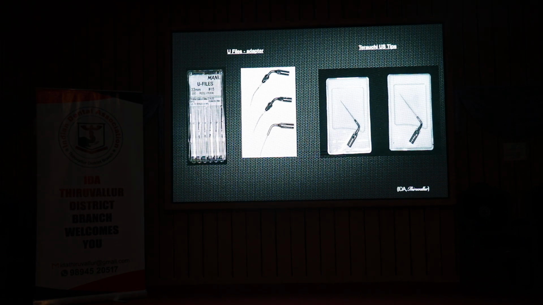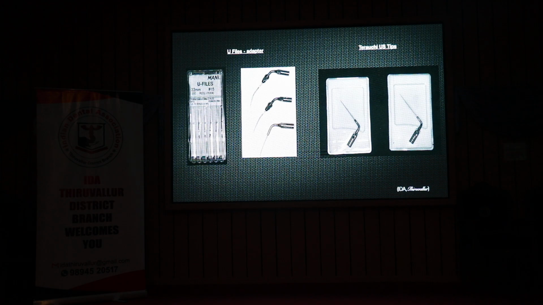Of course, one cost-effective management is you can get these U files. The U files are not less than 500 rupees. They are sized like 15 to 40, and then you have an adapter. That adapter is also not more than 500 rupees. So you can use these U files. In some cases which are loosely wedged, the instrument can probably be removed with the U files and the adapter.